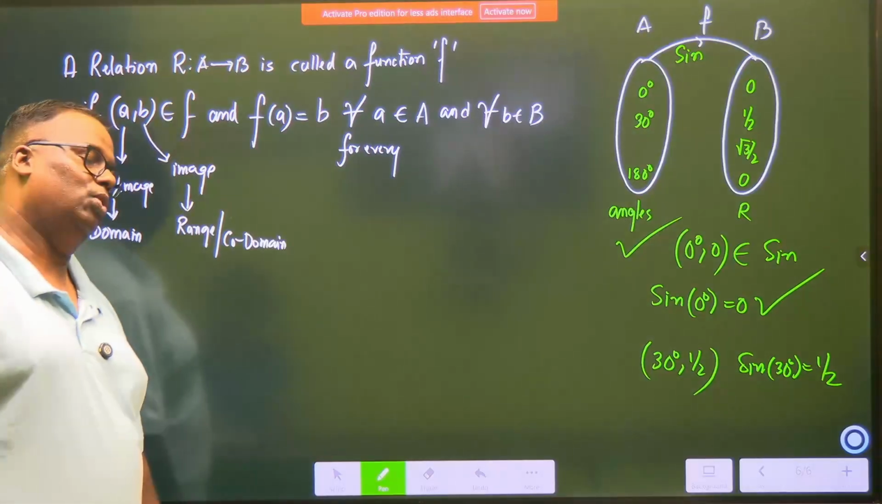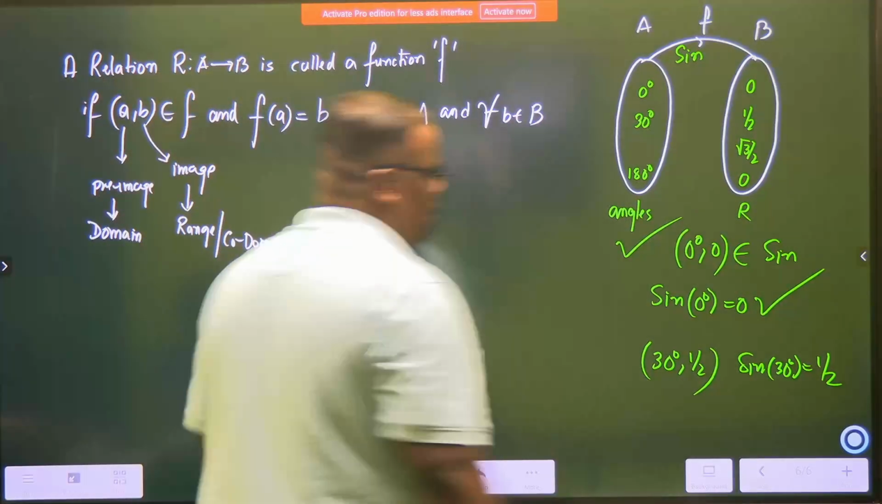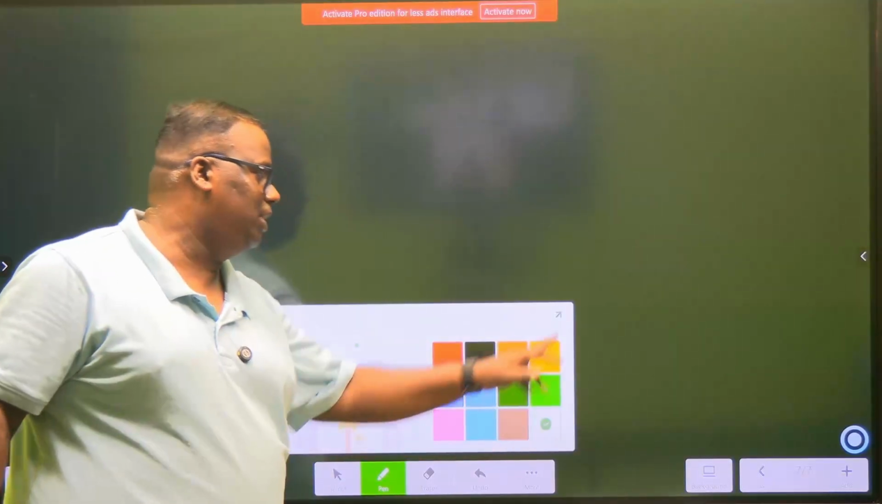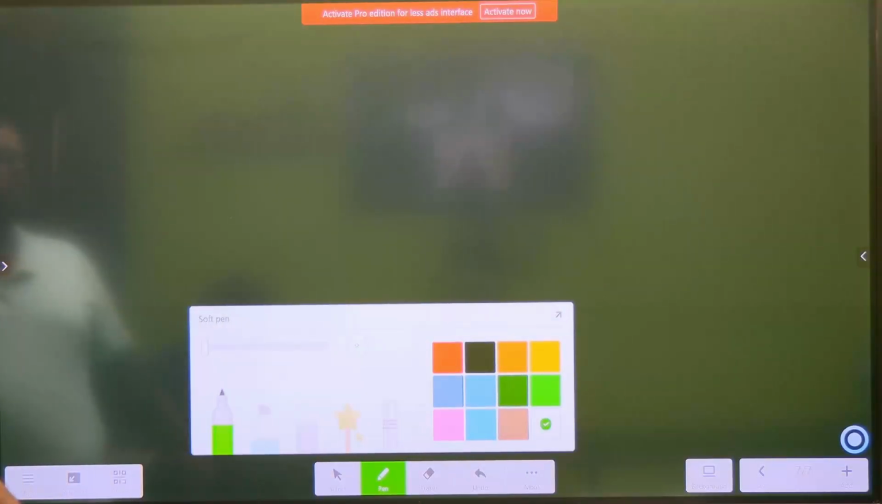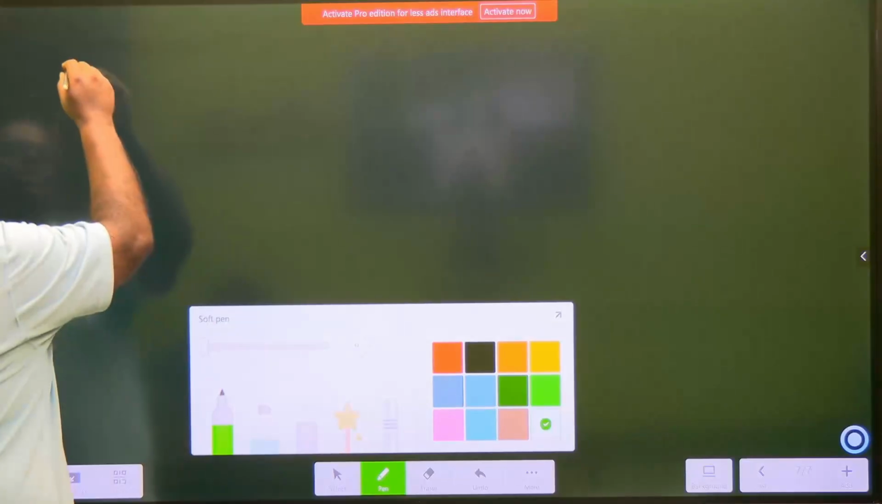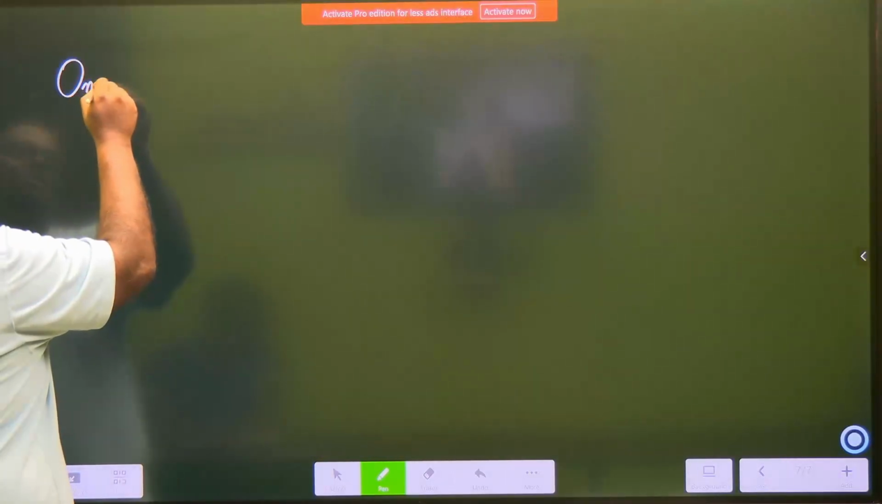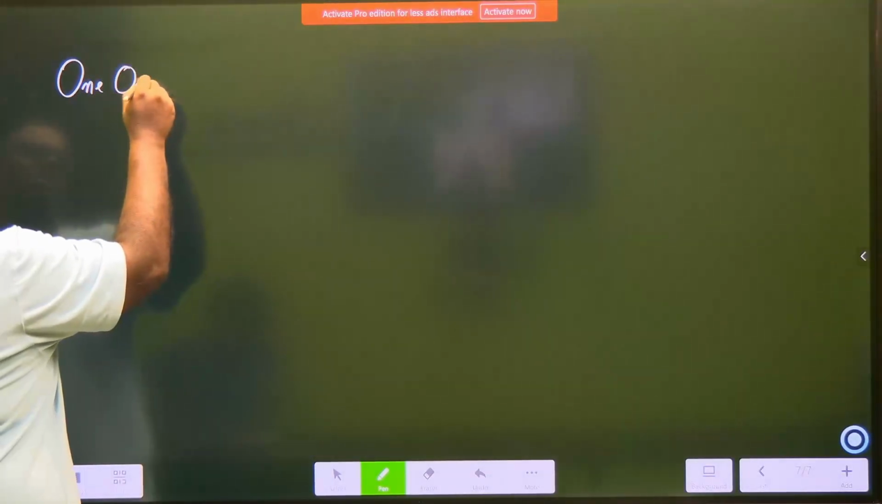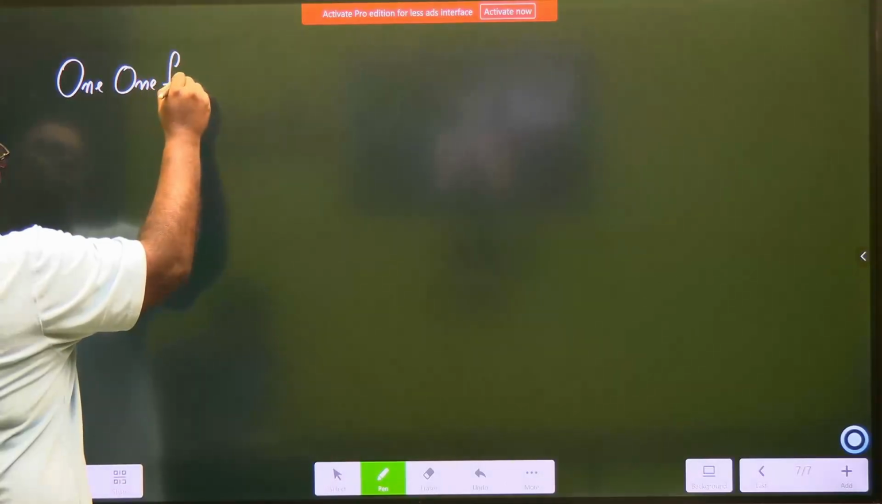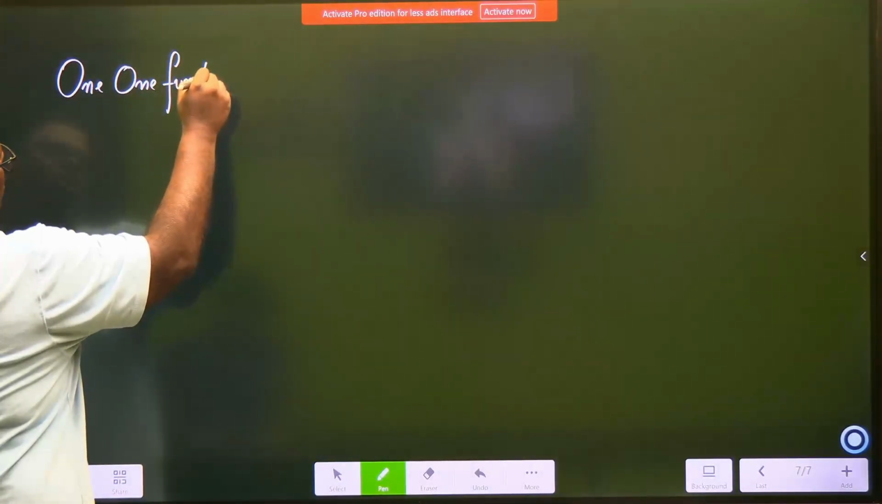Okay, so let's get into our first type of function. Now this was generic. Nobody's going to ask you in grade 12 about all these things. You should have been clear on this from grade 11. But grade 11 is grade 11. So we now learn about a function which is known as a 1-1 function. Very easy. 1-1 function.